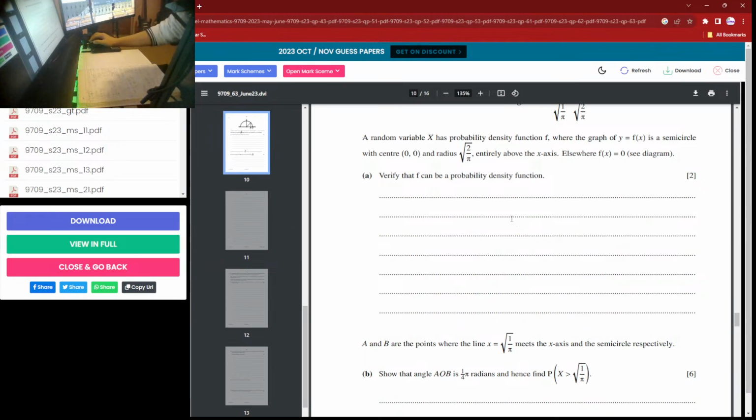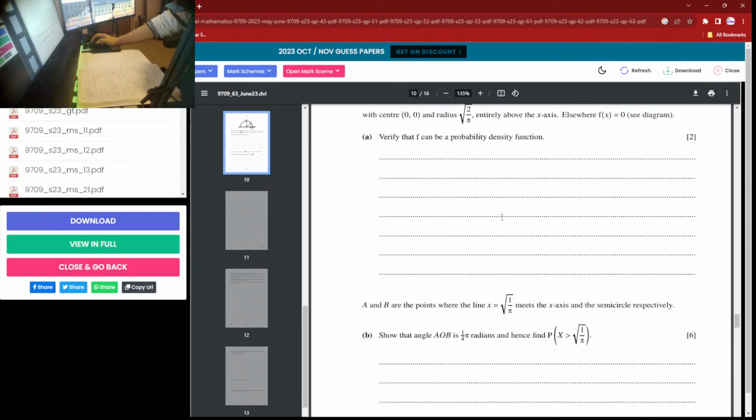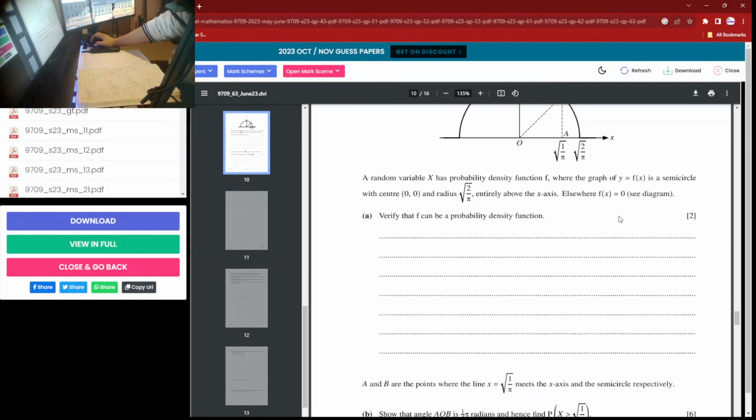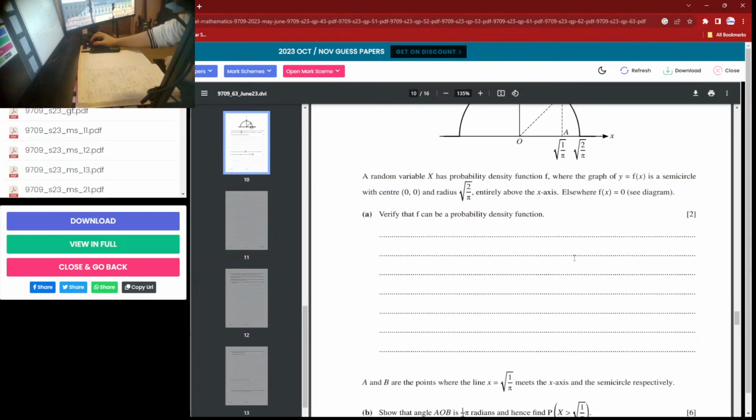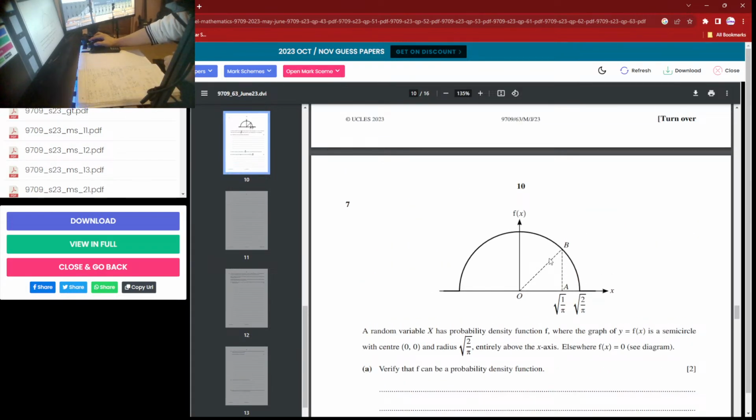7B. Show that the angle AOB is 1 over 4 pi radians, and hence find P(X is more than root 1 over pi). So for AOB, we just need to find that this is 1 over 4 pi. So we know that this is root 1 over pi.